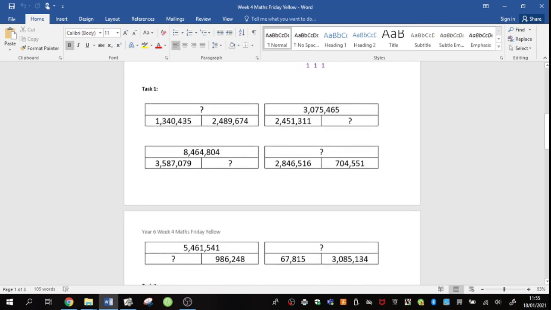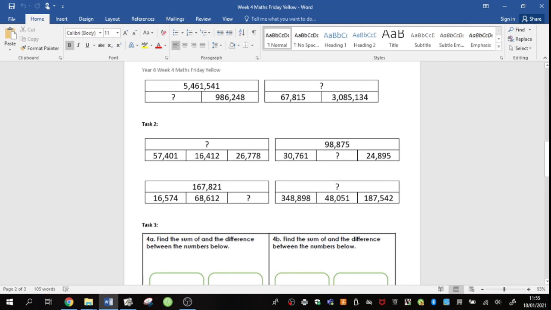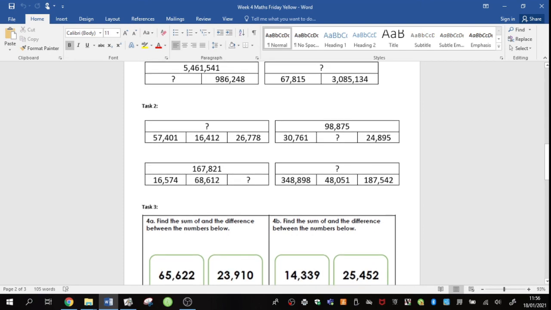Task 1, you have 6 calculations to do here. Task 2, you have another 4. This time can be done in various different ways. You could, for example, in question 1 of task 2, add all 3 together in one column method. In the second question here, the 98,875 question, I might have to add my 2 parts together to make one big part, and then I can do the subtraction, the 98,875 take away the bit I know. Okay, so task 2 is really going to get you thinking.